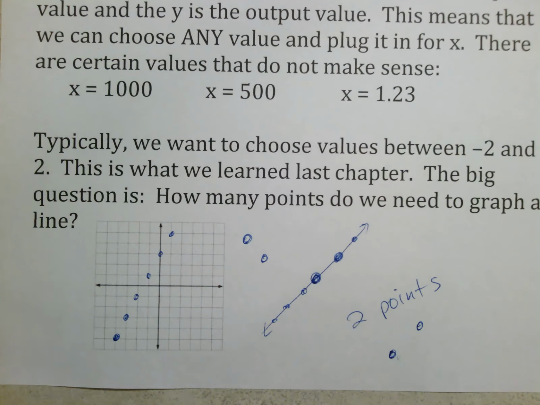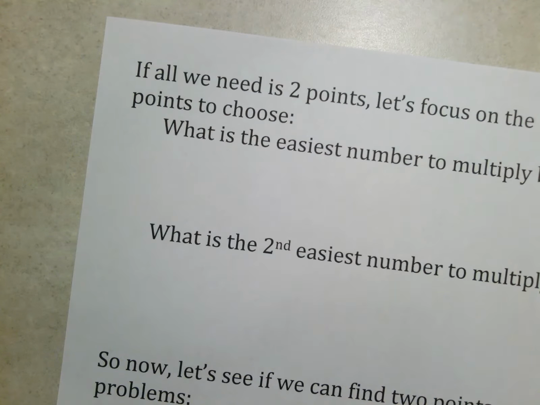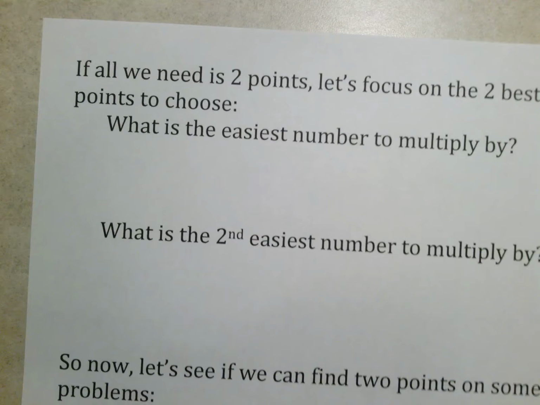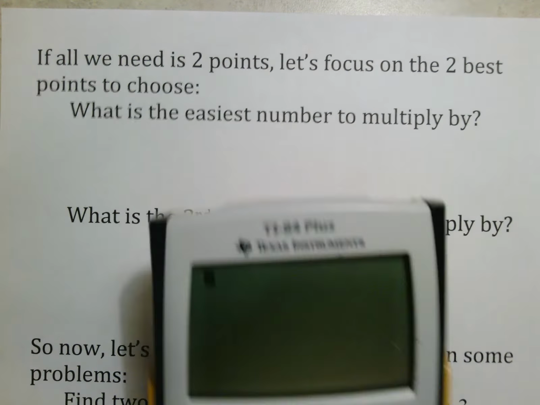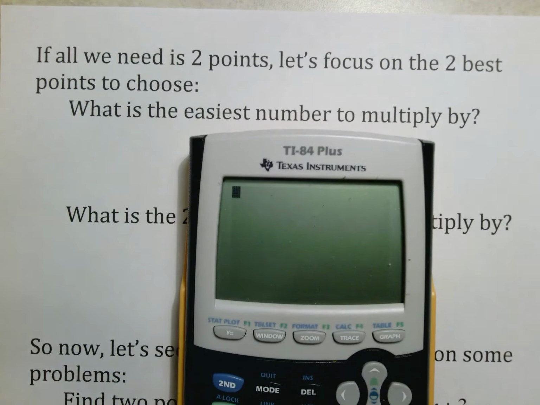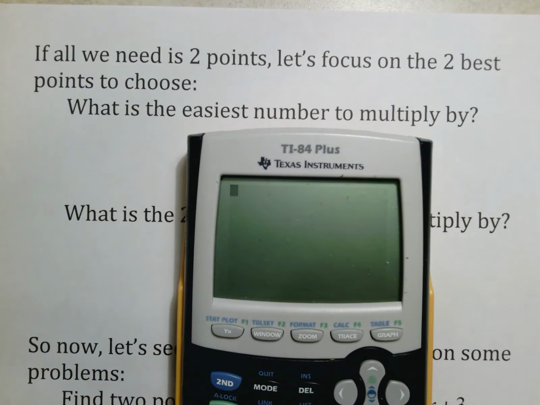So when we go to creating points or finding points, we only need to find 2 points. And so our question is, what are the 2 best points to choose? So I'm going to get my calculator here as we think about what is the easiest number to multiply by. Some of you say 5, 2, 10, all that stuff. But let's think about this number here.